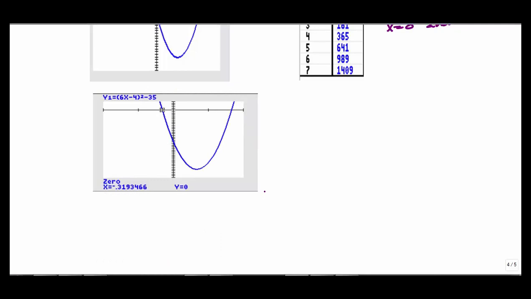Now what I can do is solve this by hand to double check my answer. So my original problem was 6x minus 4 quantity squared equals 35. So to get started, you go ahead and take the square root of both sides. Whatever you do to one side, you do to the other. When I square the square root, I get the radicand back. 35 does not have any factors that are perfect squares, so I need to leave that under the radical. I can't simplify that any further.